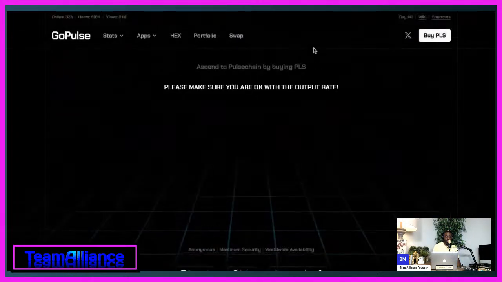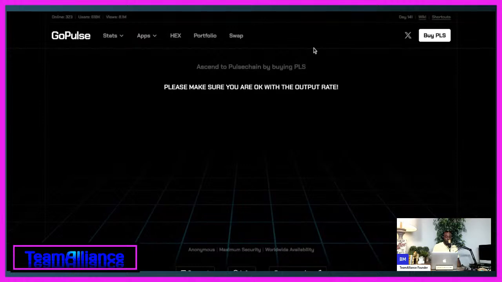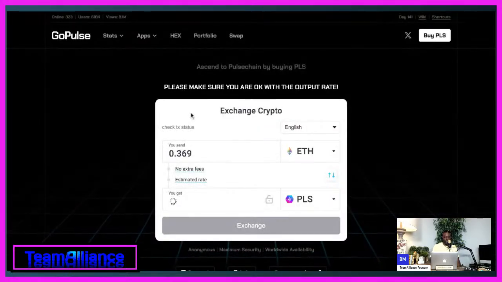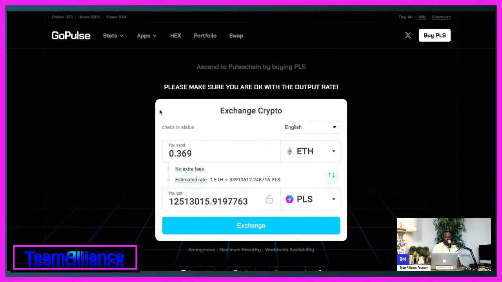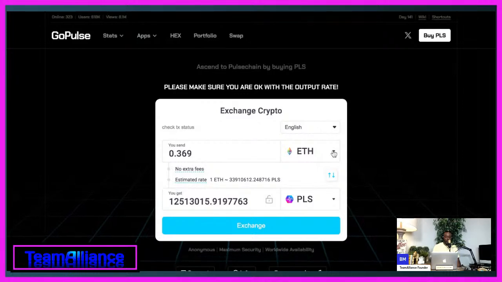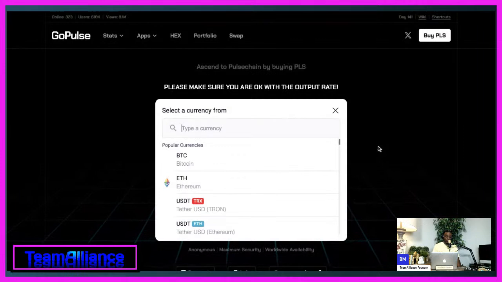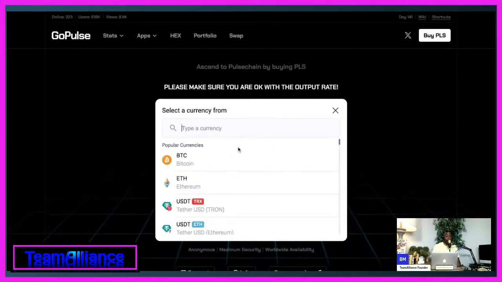When you click on that, it brings you to this DEX right here. And you can see the first thing that is showing you that you can swap is Ethereum. And you can use your Ethereum to buy Pulse. Now, watch this. You can also click over here and open up the drop down, and you'll see everything else you can use to buy Pulse.